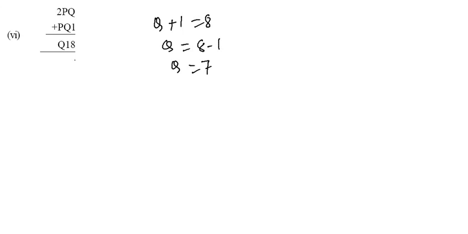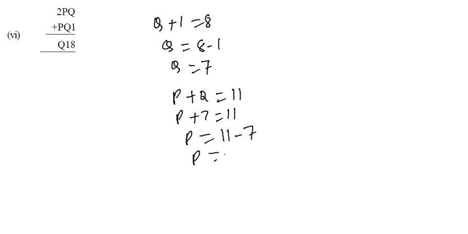Now p plus q is equal to 11. So p plus q is equal to 11 with a carry, because both numbers are larger than 1. So put the value of q: p plus 7 is equal to 11. So p is equal to 11 minus 7. So what will happen? It is 4. Now p is equal to 4.